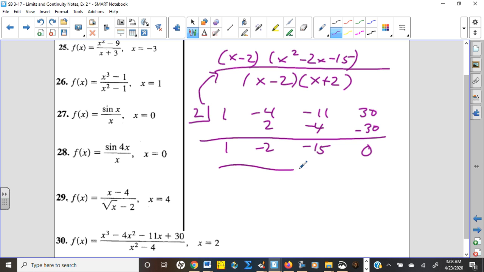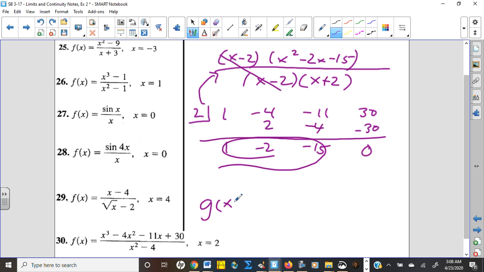And that's what this tells you. Okay? So these guys cancel. That's the removable discontinuity. Some people like to factor this top if it works, and this one does. It would be x minus 5, x plus 3, but I tell you it's really not necessary.